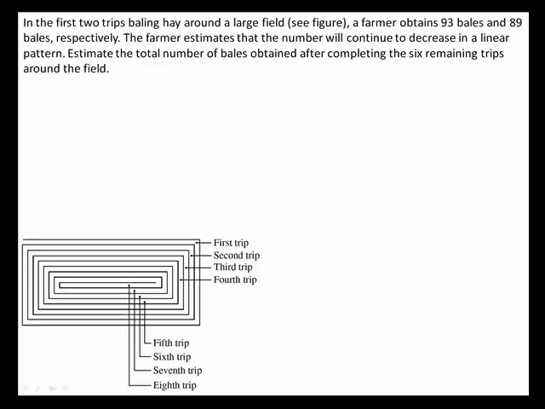In the first 2 trips baling hay around a large field, see figure, a farmer obtains 93 bales and 89 bales respectively. The farmer estimates that the number will continue to decrease in a linear pattern. Estimate the total number of bales obtained after completing the 6 remaining trips around the field. Let 93 equal a sub 1 and 89 equal a sub 2. Subtract a sub 1 from a sub 2. Simplify 89 minus 93. A sub 2 minus a sub 1 is equal to negative 4, which is equal to d.